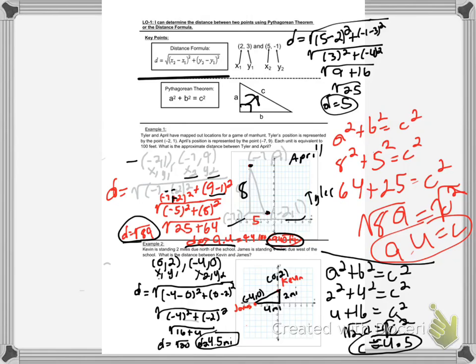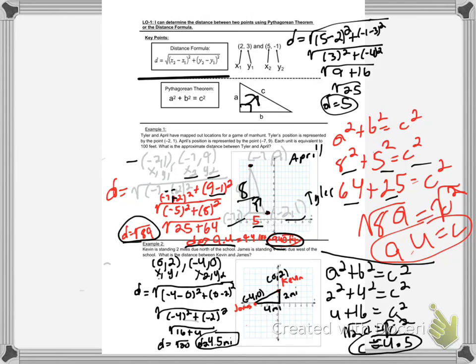Now if I was going to use the Pythagorean theorem, I'll take my a and my b, and I know my hypotenuse is the distance I'm finding. So I got 8 squared plus 5 squared equals c squared. 64 plus 25 equals c squared. 64 plus 25 is 89. Take the square root of 89, approximately 9.4, 940 feet.